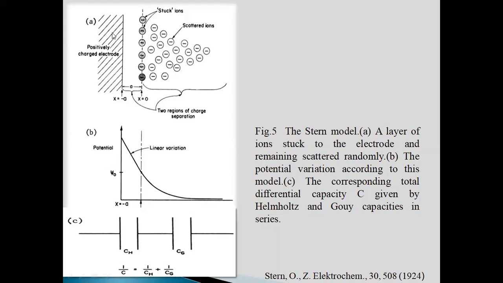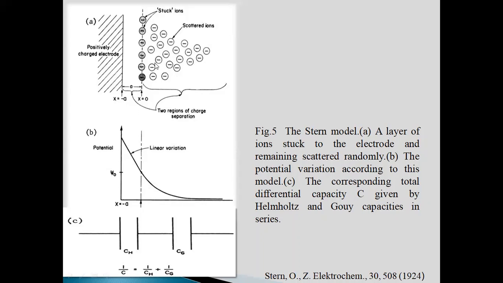So here QS is the charge that is present on the surface of the metal electrode. This is OHP, the outer Helmholtz plane or the outer Helmholtz layer. Up to this, it follows a linear variation of potential as explained by the Helmholtz model. And this is the diffuse layer, which is due to the scattered ions or the diffuse ions. There is an exponential variation of potential here.